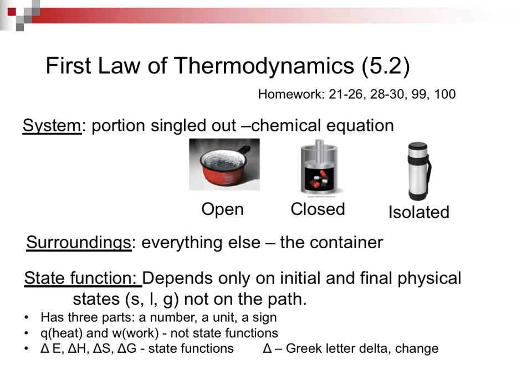We have some terms. The first one is system, and that's the portion singled out for a chemical equation. It can be an open system, like a pot of boiling water. It can be a closed system, like a gas in a cylinder, or it can be a thermos, like an isolated system. But what we're going to talk about is the system being the chemical equation.